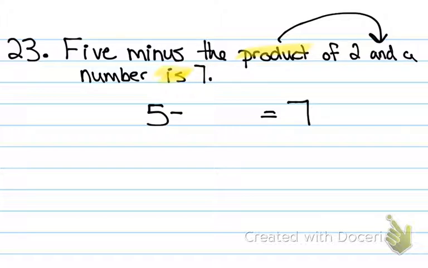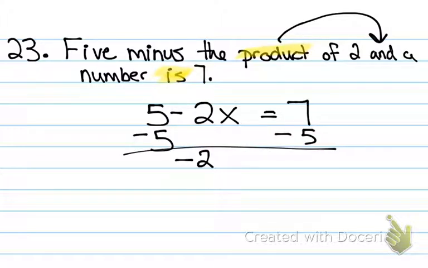How do I write multiplication between 2 and a number? 2 and the variable. 2x. 2n. Whatever variable you choose, just write them together. 2x. Okay? Now we have a 2-step equation. Go ahead and solve it. So what do we do first? Subtract 5 from both sides.